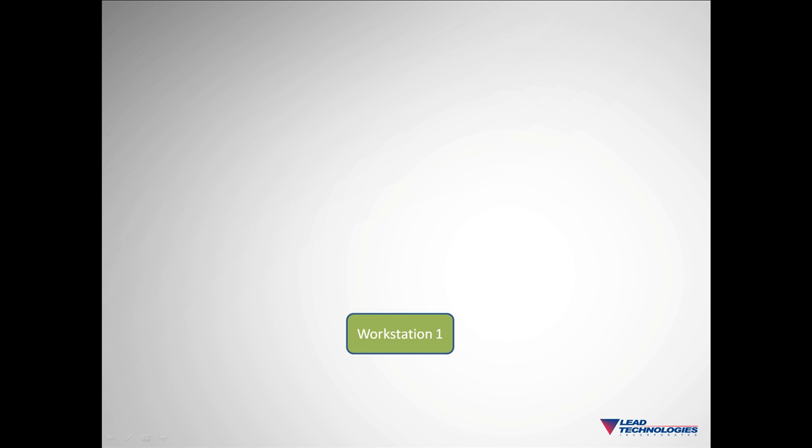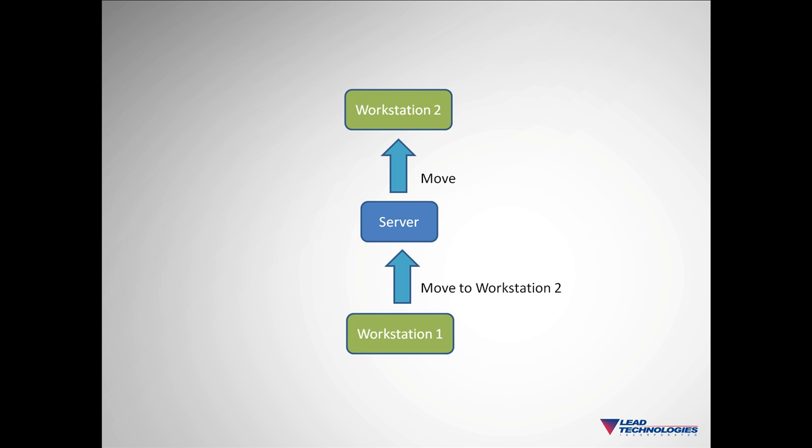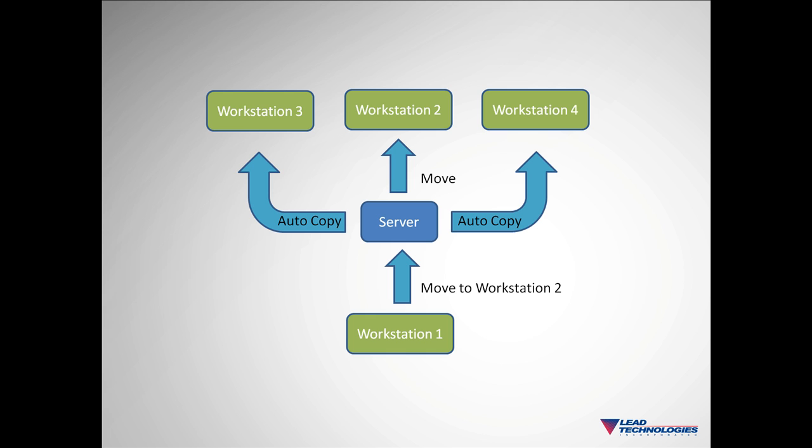Let's say you're sitting at a workstation, Workstation 1, and you issue a move command to the server to move the dataset to Workstation 2. With autocopy enabled and pre-configured, the storage server will also copy the same datasets to Workstations 3 and Workstation 4. One use for this is if you're prefetching images for a radiologist and you don't know which workstations the radiologist will be using.